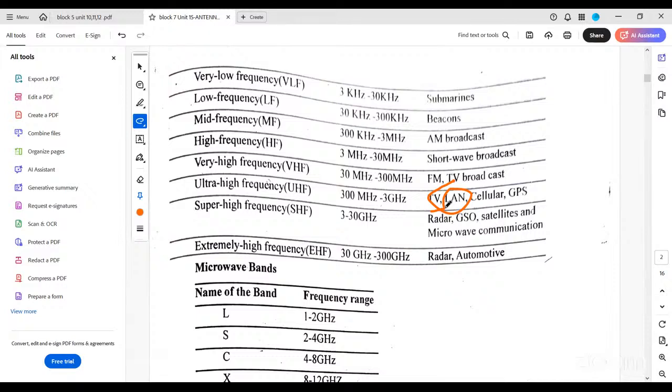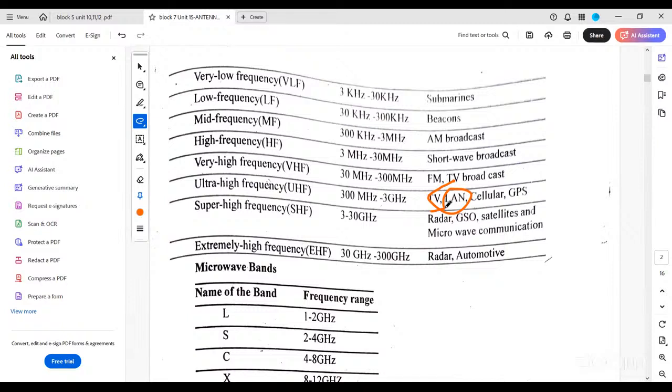Ultra high frequency, UHF, is used. Next is very high frequency. In very high frequency, we are using TV and FM broadcast. Next is shortwave broadcast, then AM broadcast. What is beacons?